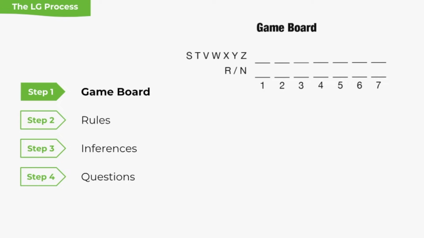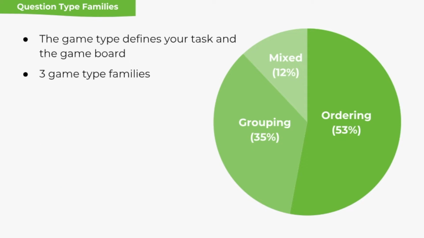The process for approaching logic games. First, you need to create a good game board, and the game board is built around the game type. So the game types that we want to be on the lookout for can be divided into three essential families. There's the ordering family, which is 53% of all games. There's the grouping family, which is 35% of all games. And then there's the mixed family, which is 12% of all games.